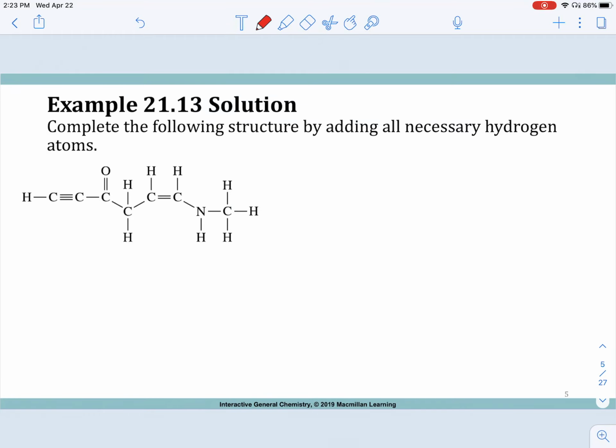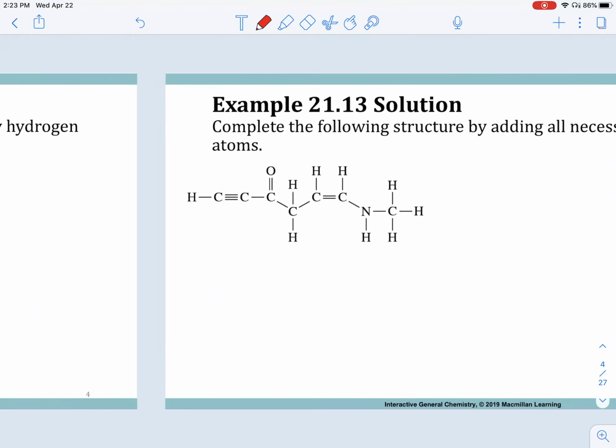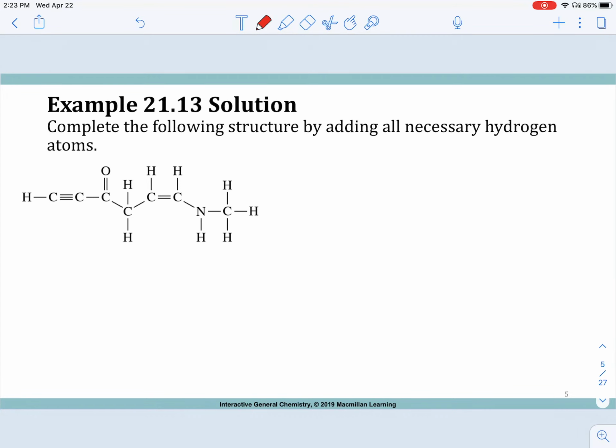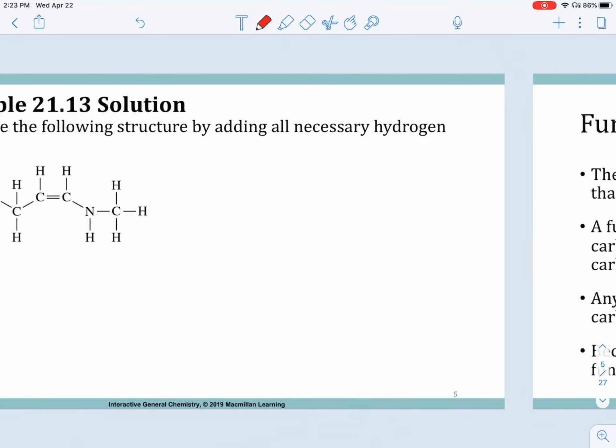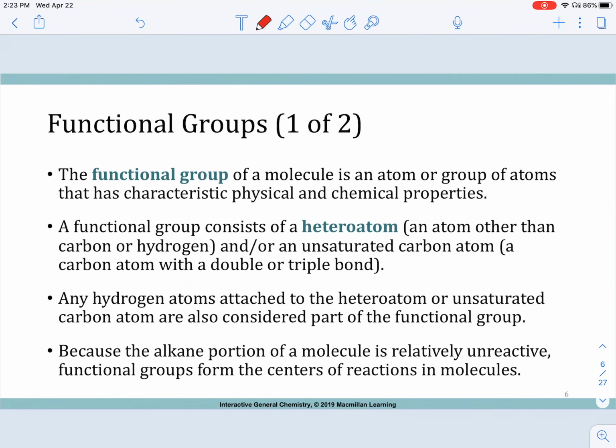So there's that practice problem, the one that we just kind of went through here. So that's recognizing how many things need how many bonds. So let's move on to the functional groups themselves.